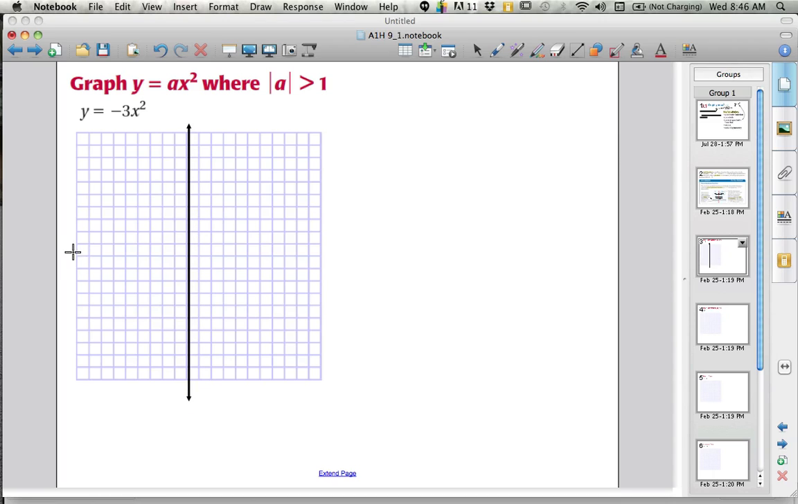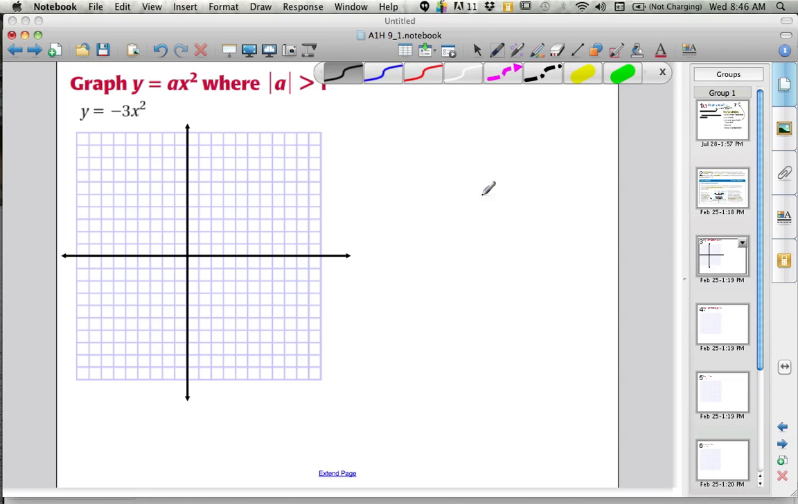Now all of these functions in this particular form have the same vertex. They all have a vertex that's 0, 0. So what's great is it helps us, because normally in a full quadratic function, the first thing we have to do is locate the vertex. In these simple quadratic functions, we already know where it is. My vertex is at 0, 0.